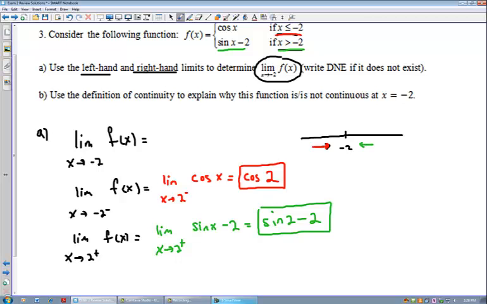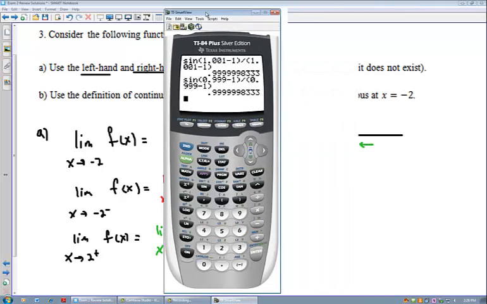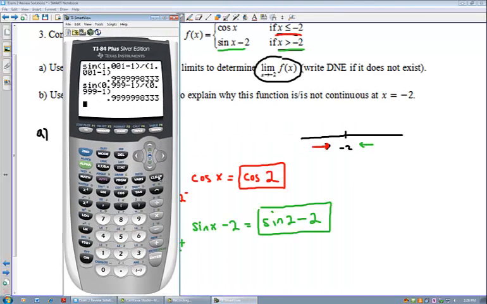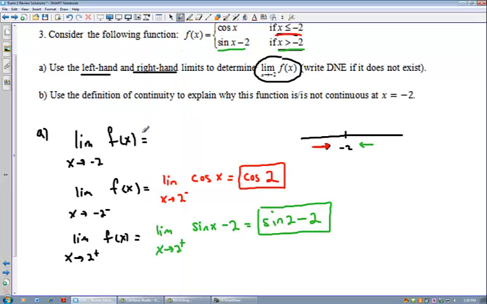Now, I don't know what these numbers are, but I'm pretty sure they're not the same, but if you really want to, you can check it. So on your calculator, you can take cosine of 2 and hit enter, and you certainly can take sine of 2 minus 2 and hit enter, and you certainly do not get out the same answer. That number is not equal to that number. So what I'm going to conclude here is that this limit does not exist.